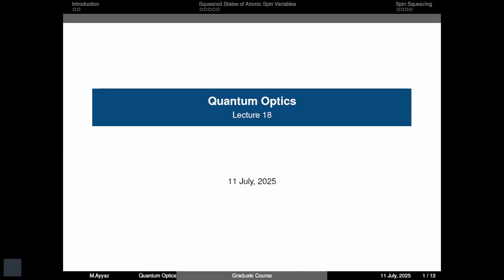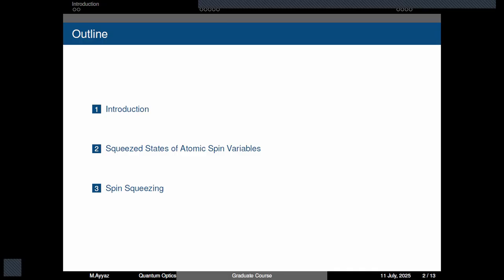So our focus in the previous lectures related to squeezing was on the bosonic operators and the bosonic field. In today's video, we are going to discuss a different set of systems, and you can say it is a fermionic system, and we will see how squeezing can be generated in these kinds of systems and how it is different from the squeezing in bosonic systems.